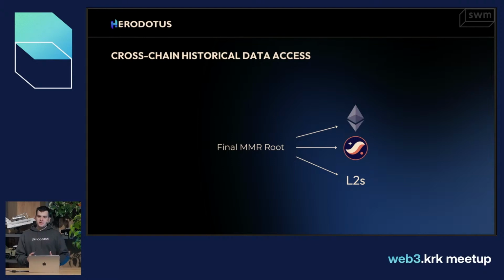But using this technique, we can still utilize these L1 to L2 native messaging systems, but we use those native messaging systems to simply send over this initial commitment that we require to verify storage proofs against. So that could be a block hash, it could be something like an MMR root, etc. So this way we have solved cross-chain data.